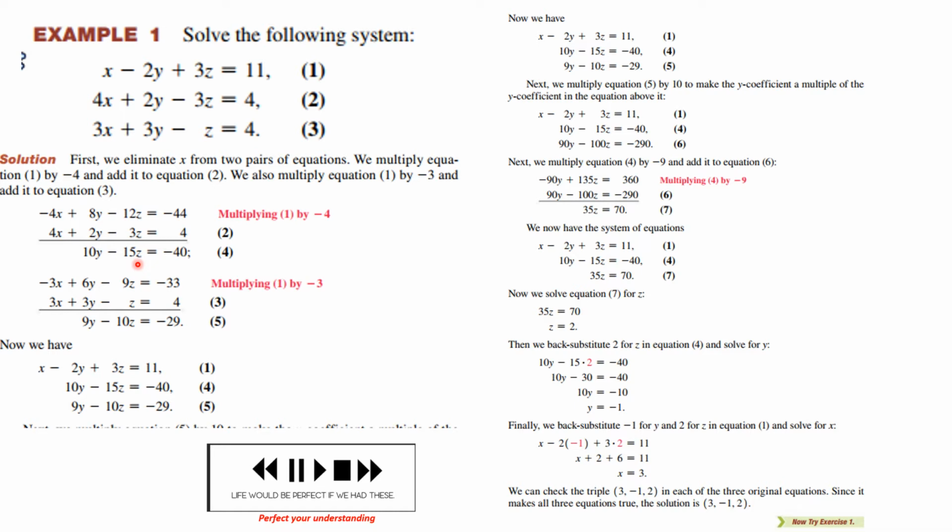But then we're going to do the same thing with equation 1 and equation 3. Here we're multiplying all the way through equation 1 by minus 3. We add it, and now we've eliminated x, and now we have 2 equations, this one and this one, and 2 unknowns, y and z. So we have this. Now what we're going to do is use the techniques of section 6.1 to solve this. So let's do that.